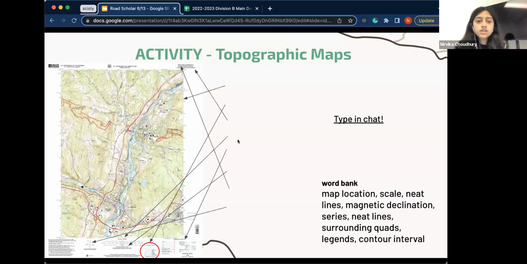Yeah, so this is neat lines. The first one is neat lines. The second one is pointing to the red circle on the bottom. What is that?